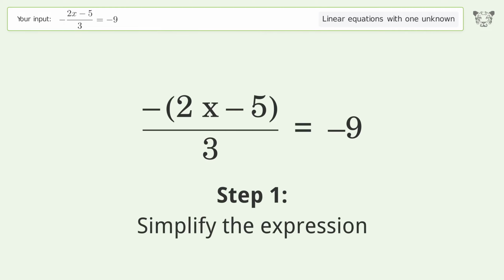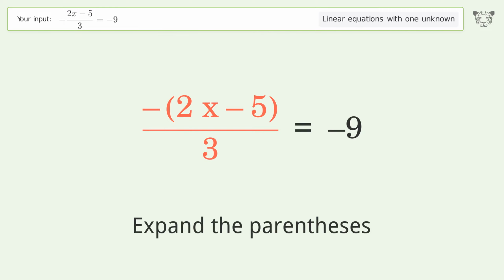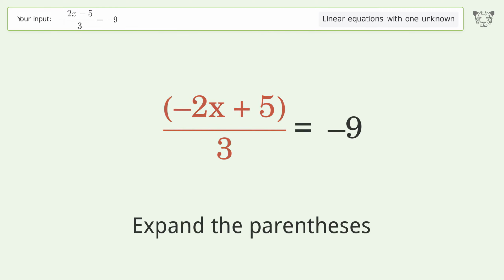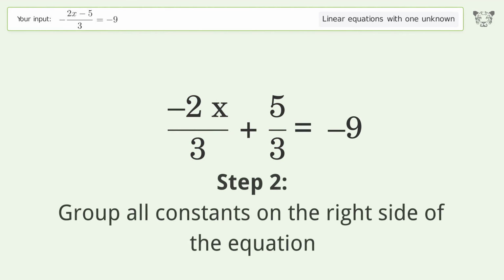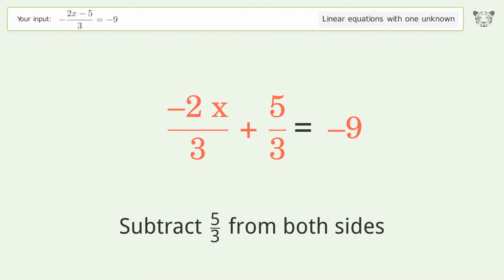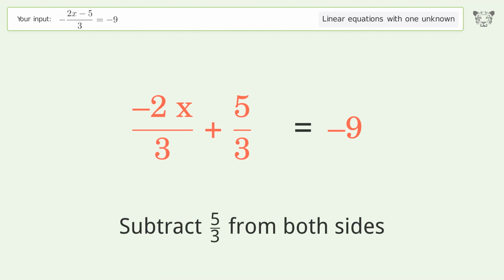Simplify the expression. Expand the parentheses. Break up the fraction. Group all constants on the right side of the equation. Subtract 5/3 from both sides.